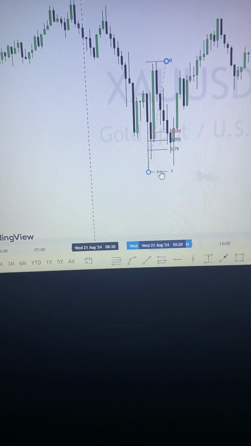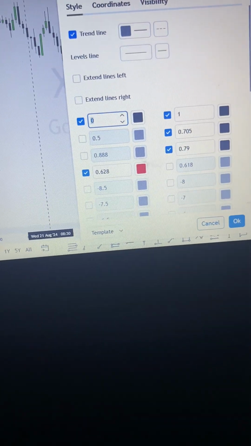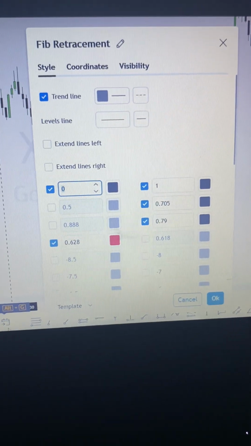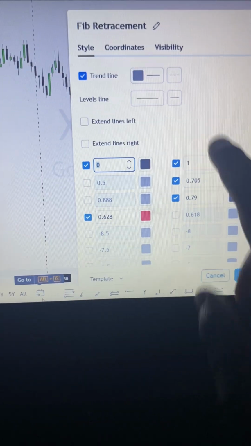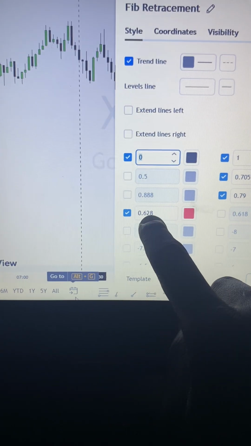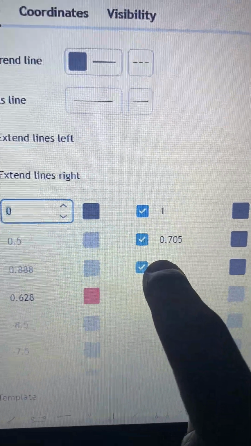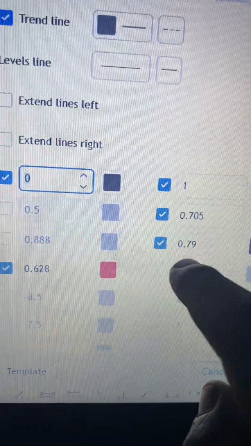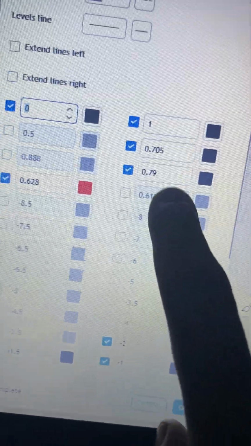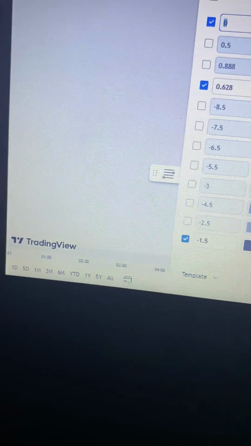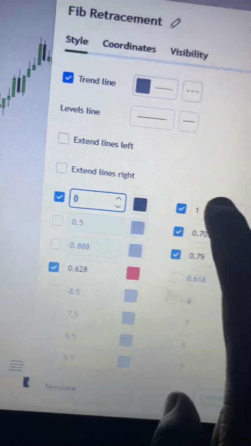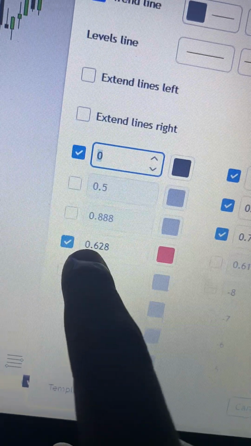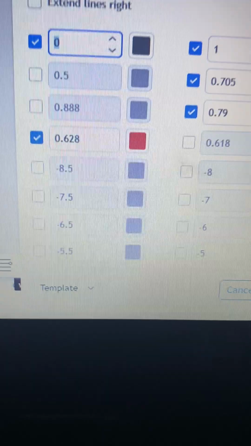Before we go to the entries and all that, I want to give you my Fibonacci settings. Let me zoom out. So I have the 62.8 level, I have the 70.5 level percentage, and then I have the 79 percentage right over here. This is all you need. This is the 0 level, and this is the 1 level. So I set it like that, and then okay.